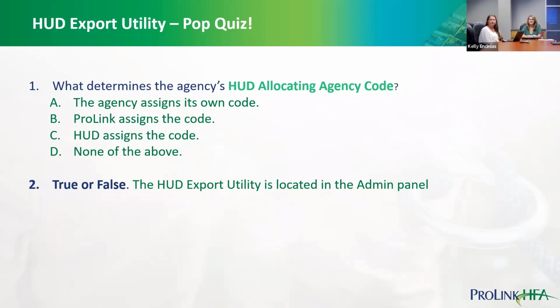All right. So do you want to show the poll results? Question 1, absolutely correct. HUD assigns the code. True or false? The HUD export utility is located in the admin panel. That is false. It is located in the utility panel. We tried to trick you and we did a pretty good job.